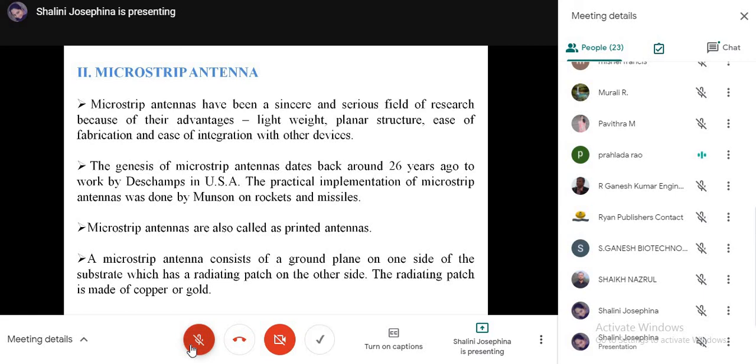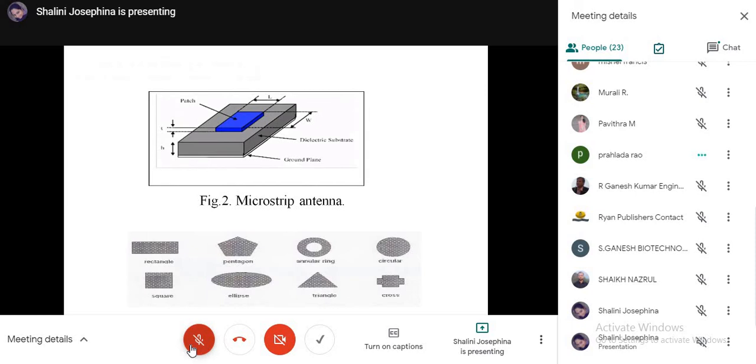Okay, the birth of the microstrip antennas was around 26 years ago by the work of the scientist called Deschamps in USA. But these antennas were practically implemented by the scientist called Munson on rockets, radars, and missiles. The other terminology for microstrip antennas is printed antennas. Why are microstrip antennas called printed antennas? Because they can be easily printed on printed circuit boards, that is, PCB. Next slide, madam.